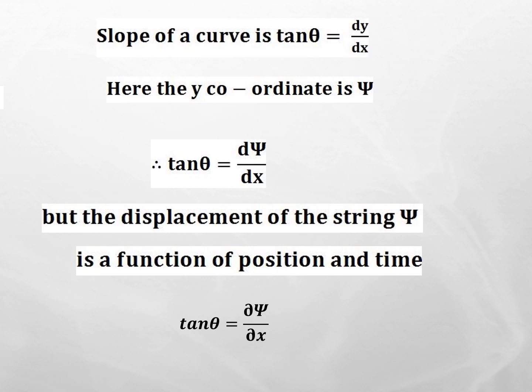Slope of a curve is given by tan theta is equal to dy by dx. But in our case, y coordinate is psi, the wave function. Therefore, tan theta is equal to d psi by dx. But again, a wave function psi, which we take as the displacement of the string, is a function of position x and time t. Therefore, you have to use partial differential operator. That is, tan theta is equal to dou psi by dou x.